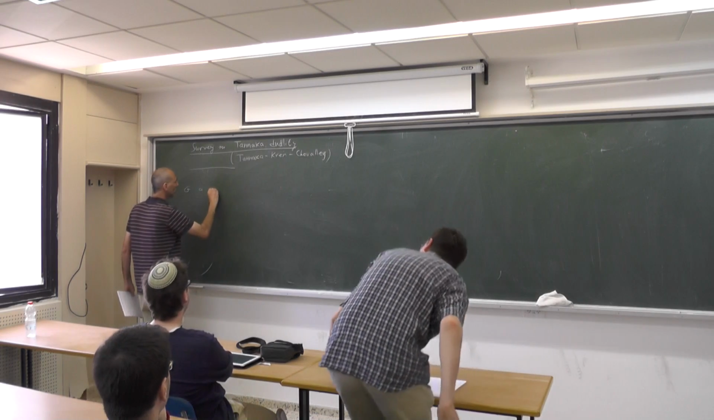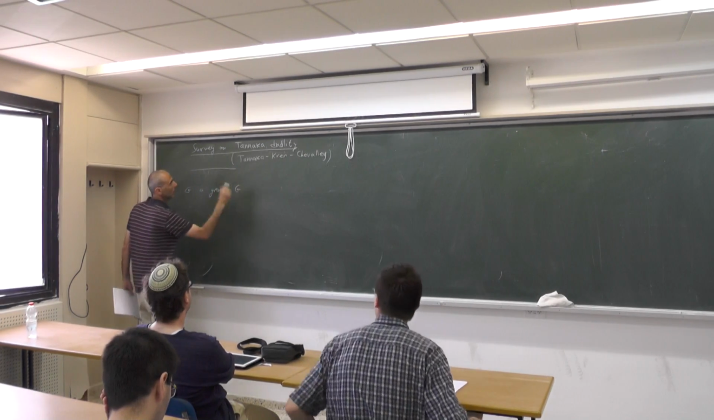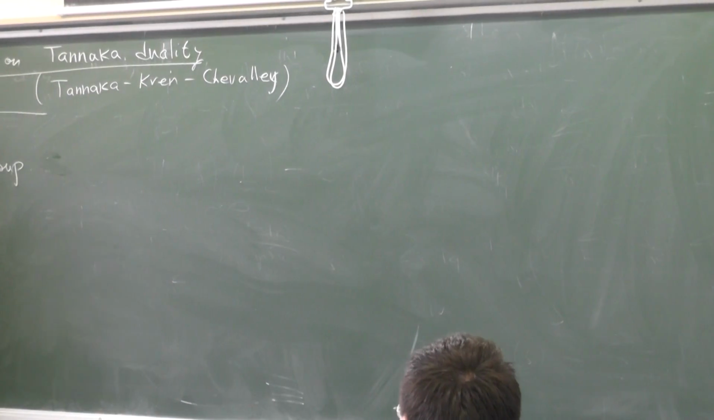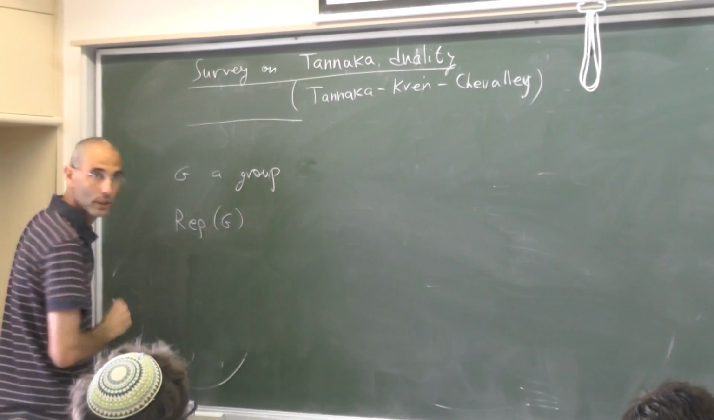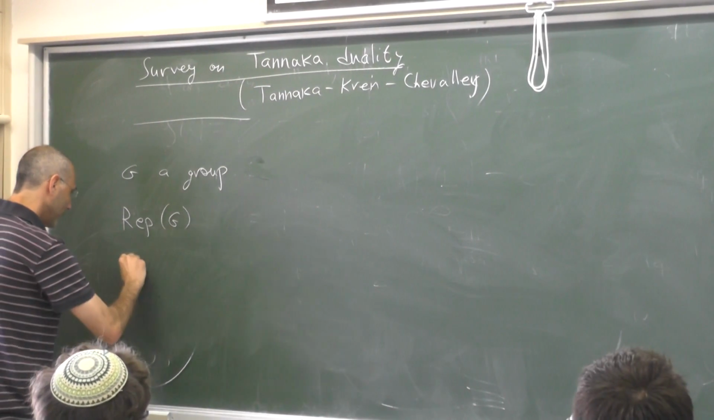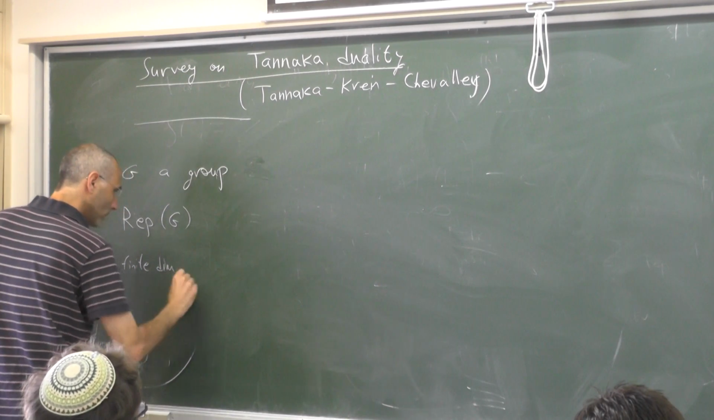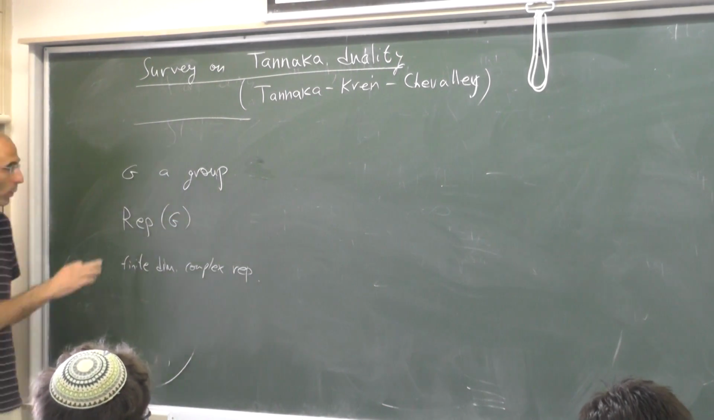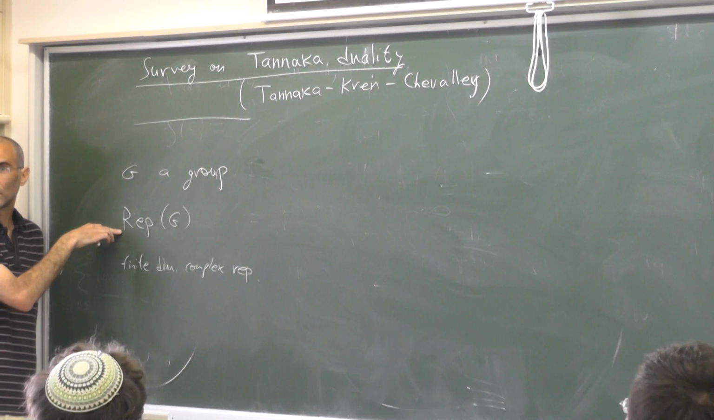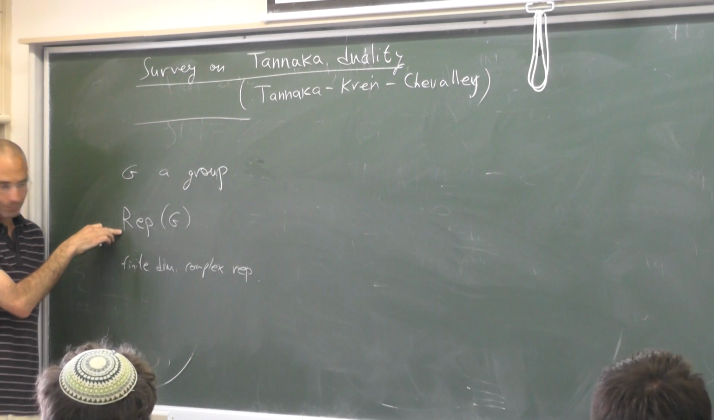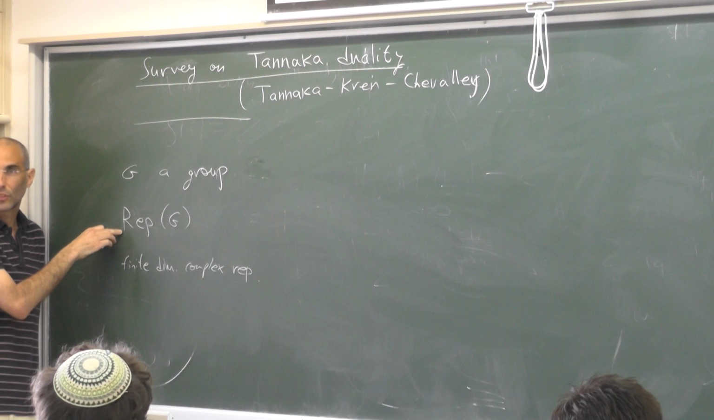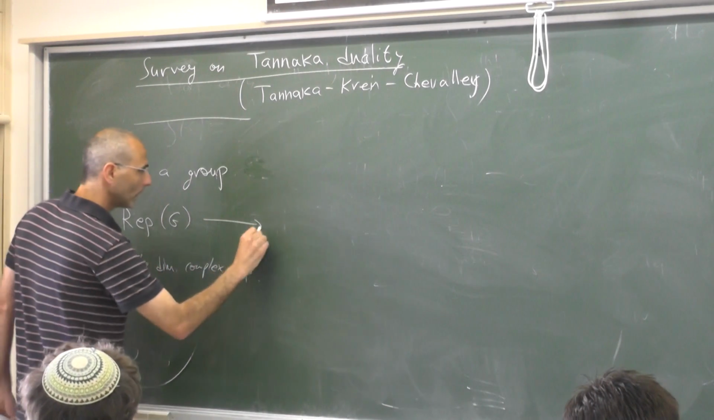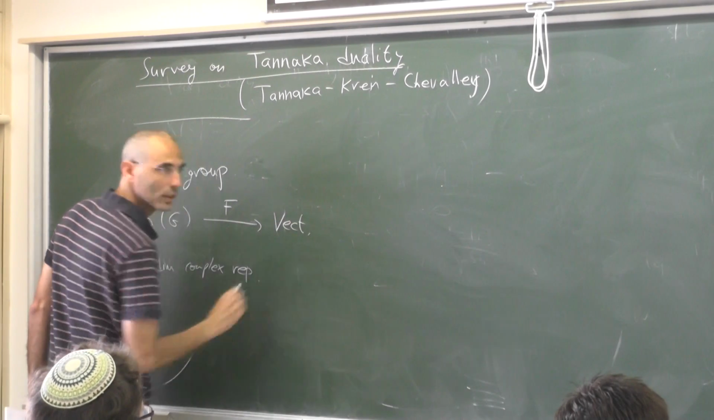So we start with a group G, a priori not a compact group, and now I want to explain a certain notion. So Rep G will be the category of finite dimensional complex representations. On this category we have direct sums and tensor products. Also we have a unit, which is just C itself, the trivial representation. And we have a forgetful functor F to vector spaces.